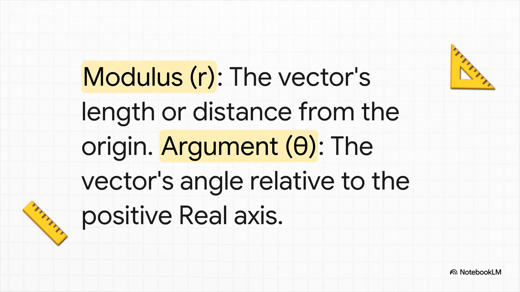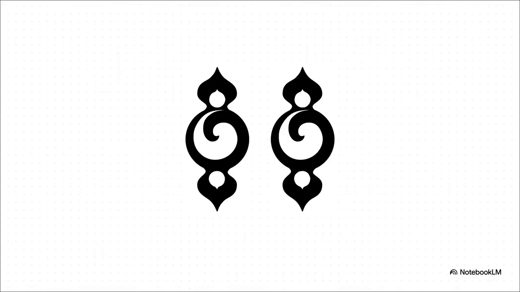And its direction, the angle it makes with that positive real axis, is called the argument. With just those two values, we have a whole new, totally geometric way to describe any complex number. So here, you can see the two ways of looking at it side by side.